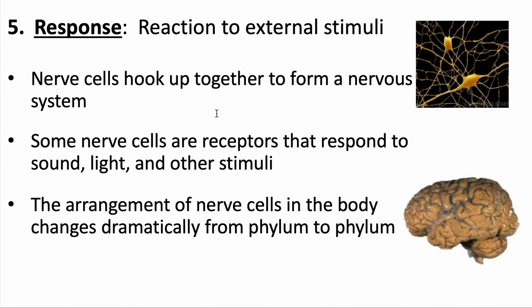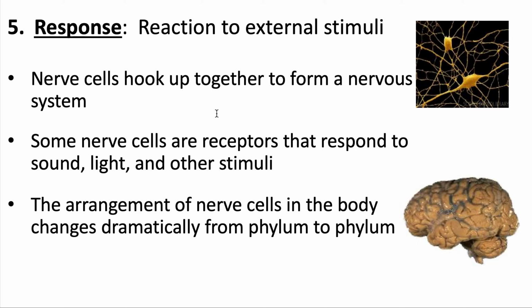All right, the next essential function, number 5, is response, and this is a reaction to external stimuli. This is like the nervous system. There are nerve cells that hook up together to form the nervous system. As we go through the different phyla, it's going to get more and more advanced. We'll start with some very basic stuff, which some animals really lack. They don't even have a true nervous system. They just have some minor things that help them respond to external stimuli.